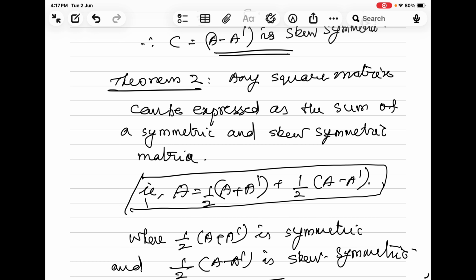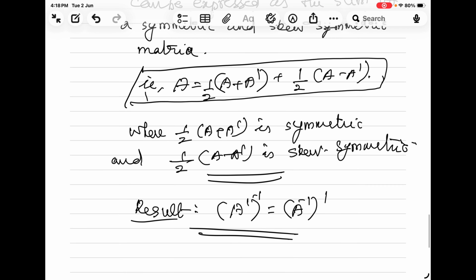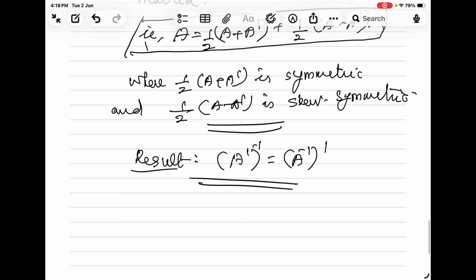There, half of A plus A transpose is symmetric. Why is it symmetric? A plus A transpose is symmetric, so into 1 by 2 is also, that is half into (A plus A transpose) is also symmetric. And half into (A minus A transpose) is skew symmetric. Then one more result we want to remember: (A transpose) whole inverse equal to (A inverse) whole transpose.